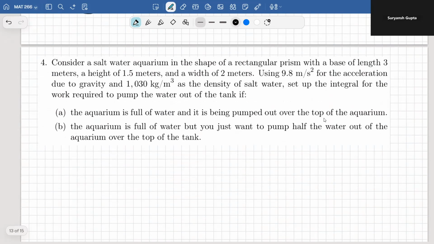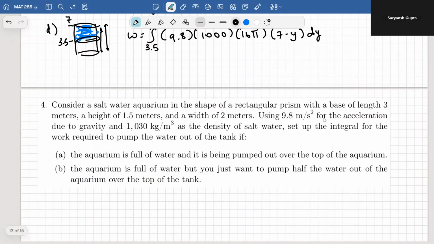Next, we have another word problem. This word problem says, consider a saltwater aquarium in the shape of a rectangular prism with a base of length 3 meters, a height of 1.5, and a width of 2. Using g for acceleration due to gravity, and the density, set up the integral for the work required to pump the water out of the tank if the aquarium is full of water and it is being pumped out over the top of the aquarium. And part B is asking if the aquarium is full of water, but you just want to pump half the water out of the aquarium over the top of the tank.